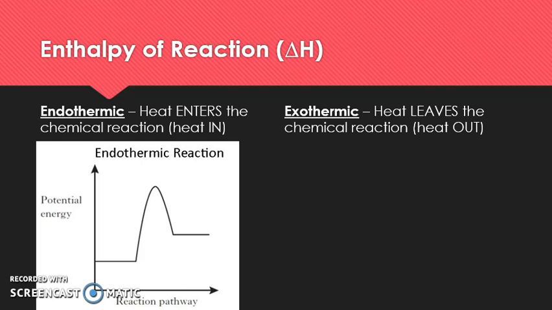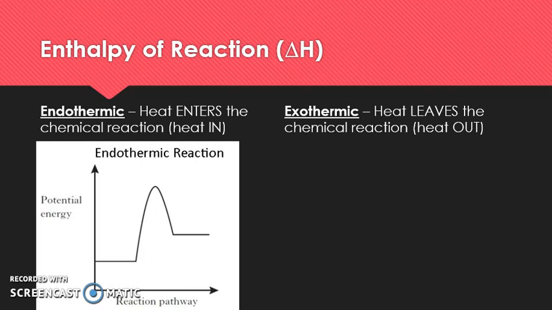Now this is potential energy. And if you remember from way back in the beginning of the year, potential energy is the energy that's stored in bonds. Kinetic energy is like thermal energy. It's like the temperature of a substance. But potential energy is stored in the bonds. Now on the x-axis, they have something called the reaction pathway. And that's okay, but you could also substitute that with time. So this is how the energy of the reaction changes over time.